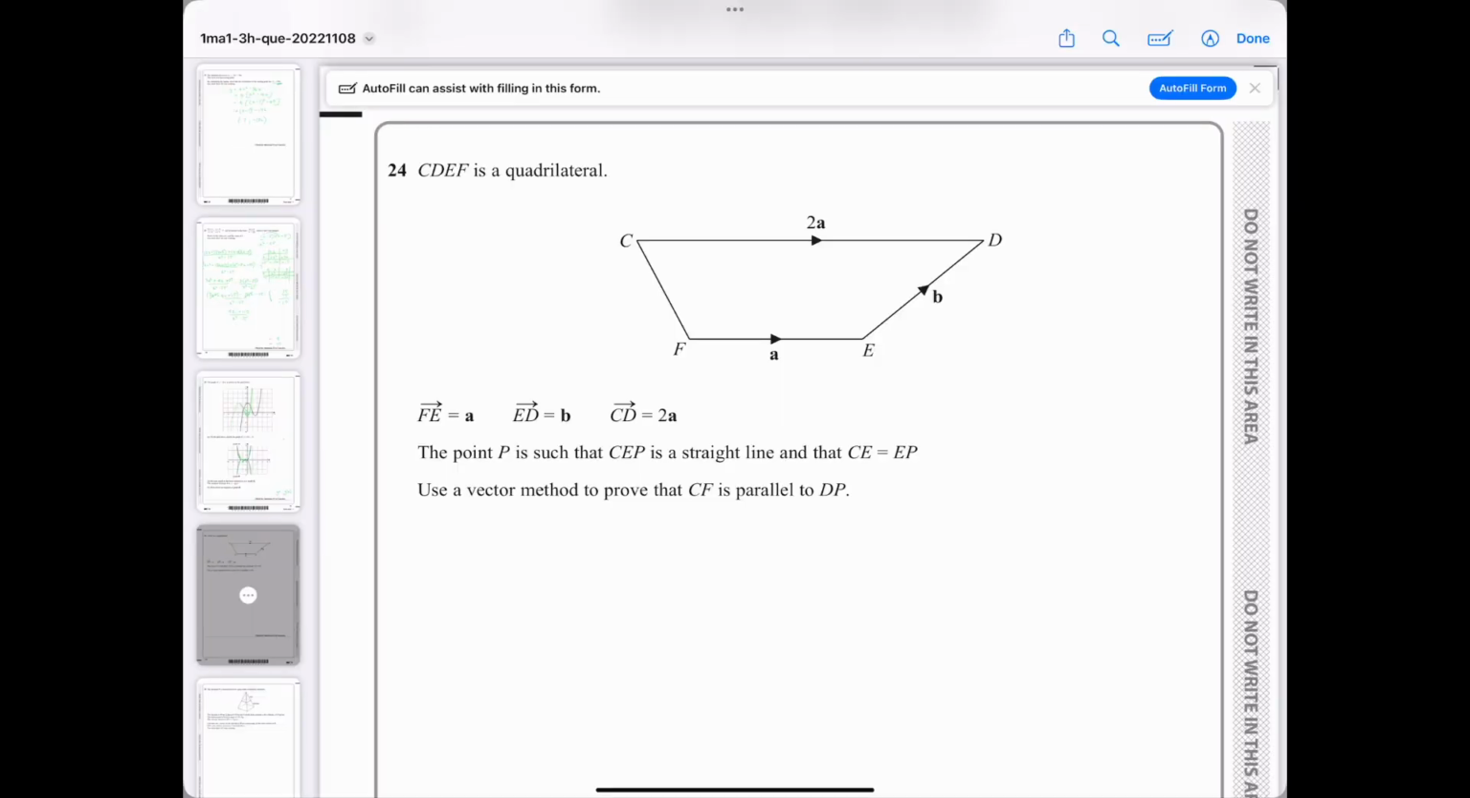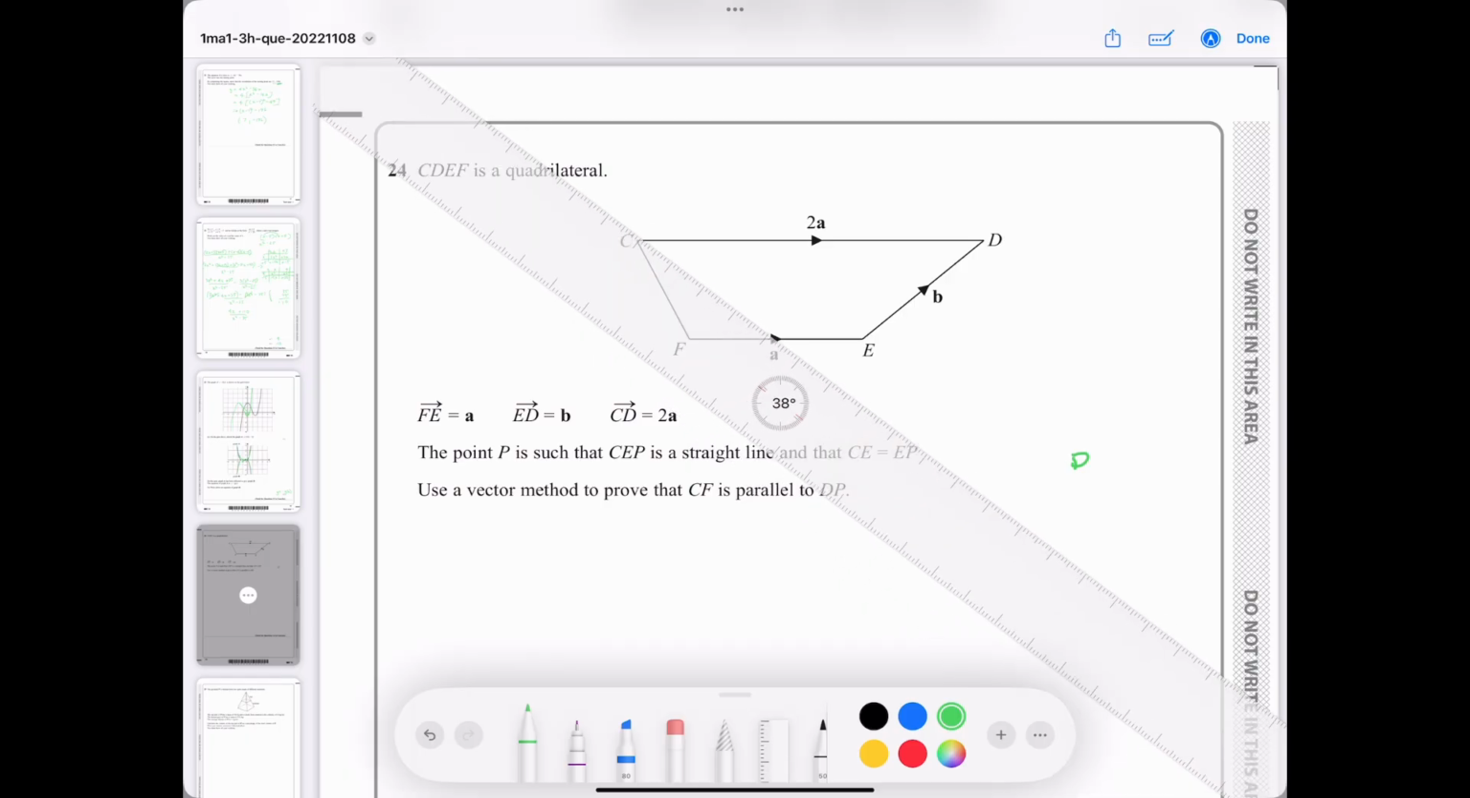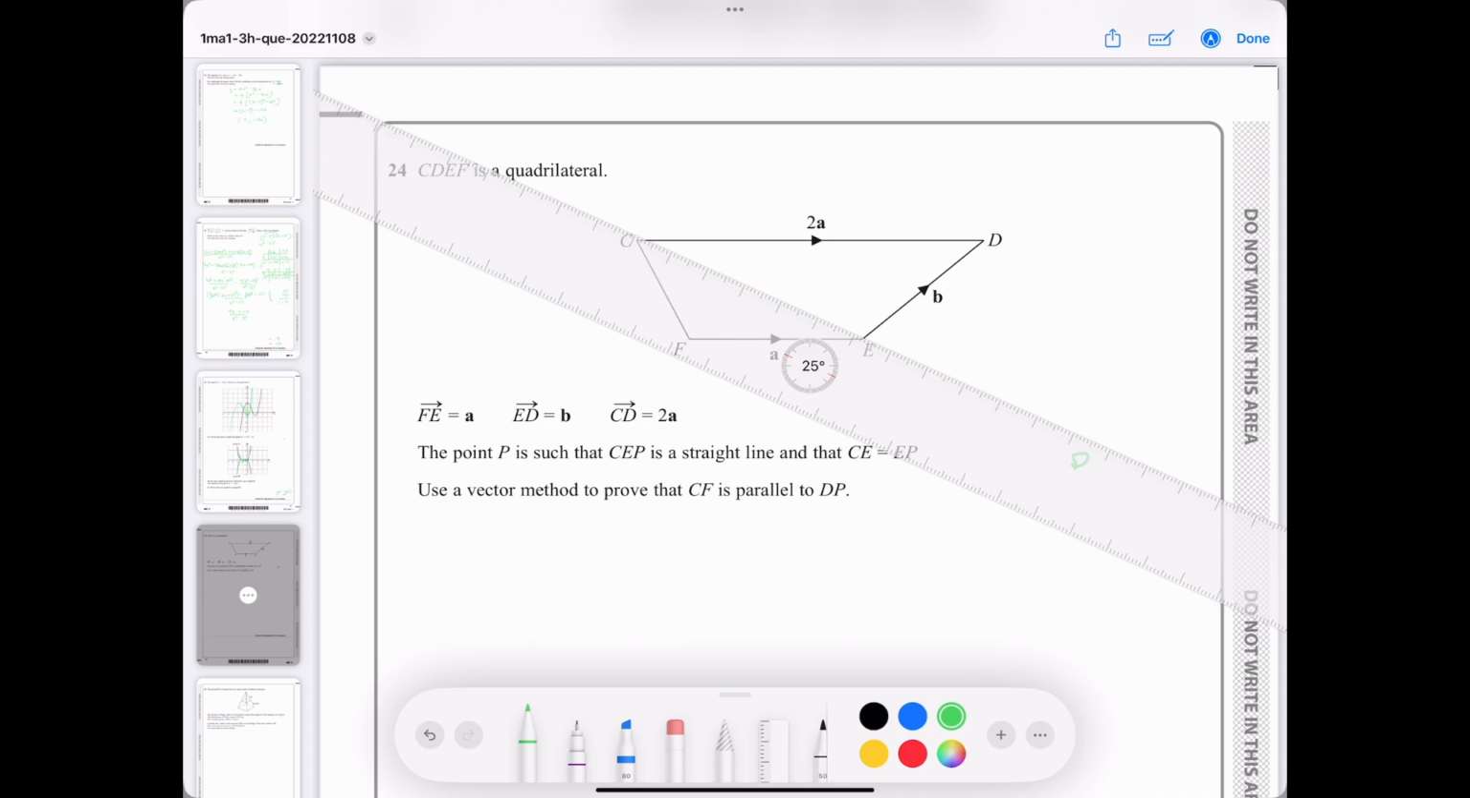DEF is a quadrilateral. FE is A, ED is B, and CD is 2A. The point P is such that CEP is a straight line and that CE equals EP, so it must be about there. I'm going to have to use a ruler for this, otherwise it's just going to look so rotten. So let's make that go through there. And so that, in theory, is where P is-ish.